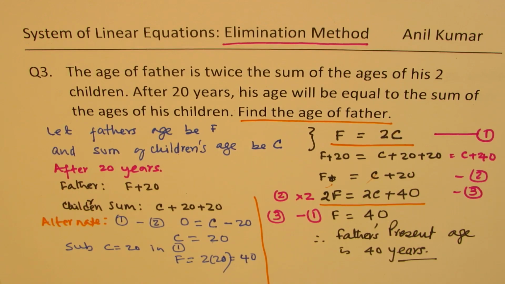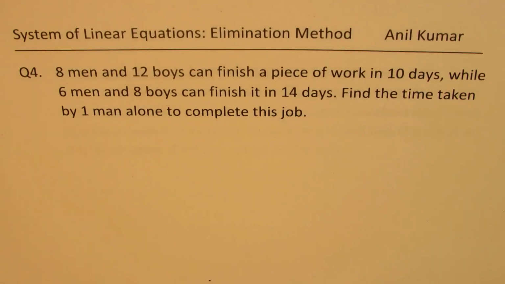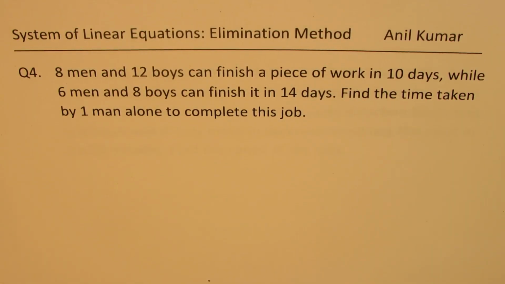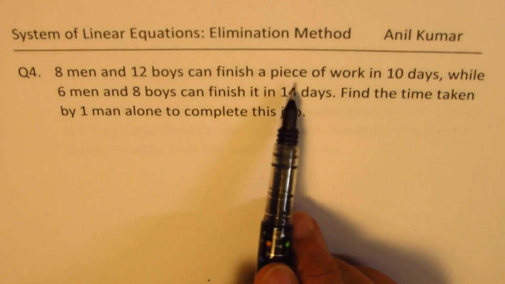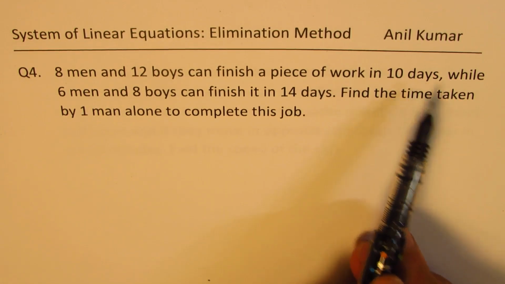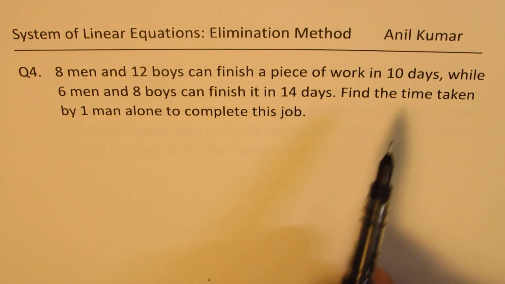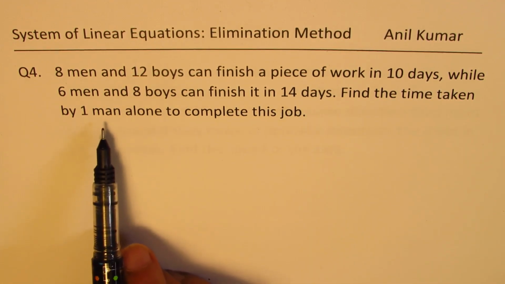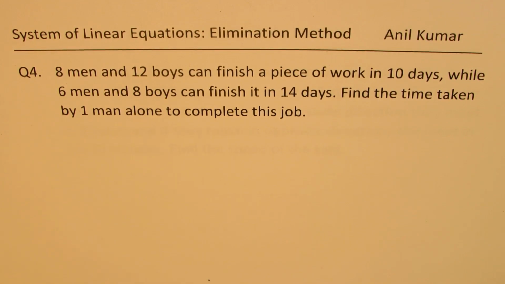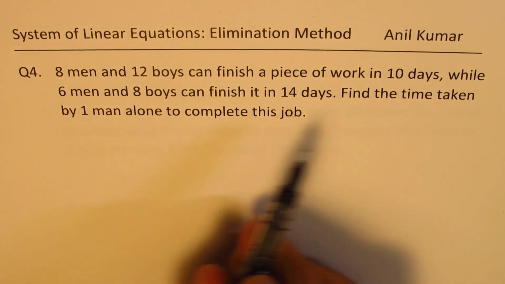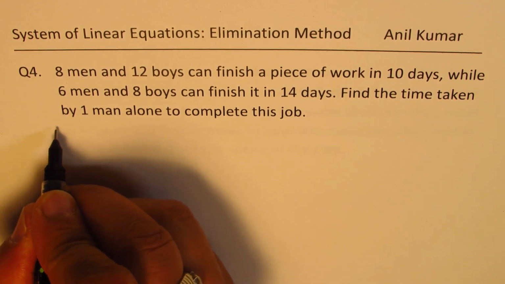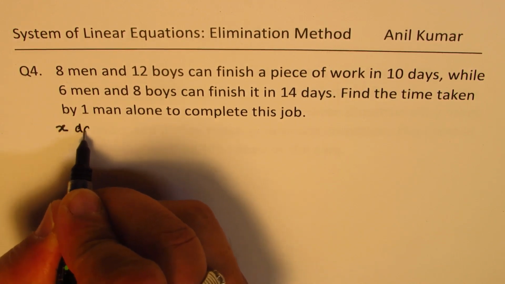Let's move on and take question number 4. Question number 4. 8 men and 12 boys can finish a piece of work in 10 days, while 6 men and 8 boys can finish it in 14 days. Find the time taken by 1 man alone to complete the job. So we need to find the time taken by 1 man. So let it be x days.